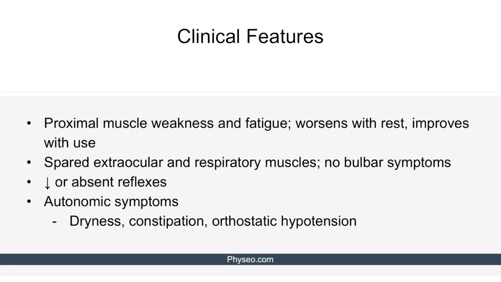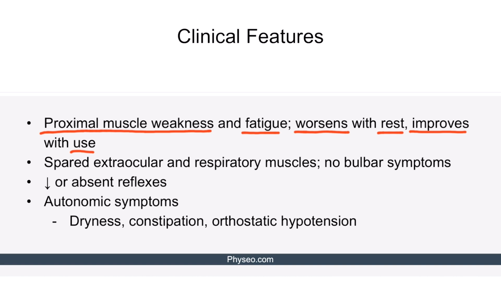The presentation is similar to myasthenia gravis in that it manifests with proximal muscle weakness and fatigue. However, in contrast to myasthenia gravis, the weakness worsens with rest and improves with use and exercise. This is a big difference to keep in mind that differentiates these two neuromuscular conditions. The improvement of symptoms with repetitive use happens because the repetitive stimulation causes more calcium influx into the presynaptic membrane, resulting in more acetylcholine to be released, which enhances signal transmission.